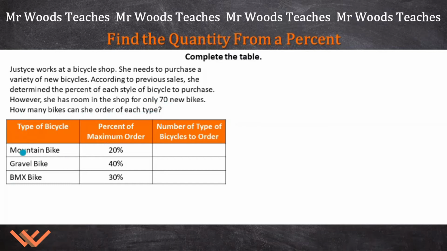We're looking at, for a mountain bike, she wants to order 20%. How would you set that up? Well, let's look up here. She says she only has room for 70 new bikes. And we need to find out how many bikes she can order of each type. To set this up, you're going to have 70 times 20%, because that's going to give you the number of bikes out of that 70 that should be mountain bikes.